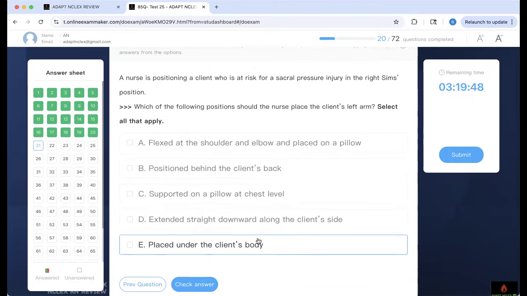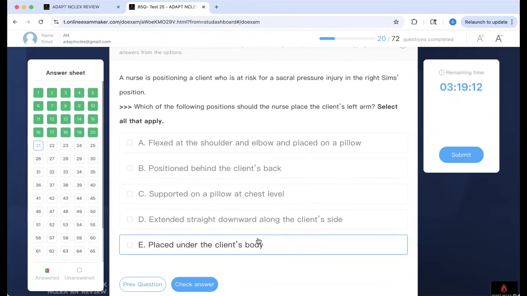And this is positioning a client who is at risk for what? Sacral decubitus in the Sims position. You have to know the Sims position. Positioning, key, safety. Which of the following positions should the nurse place the client's left arm? The patient is most likely to get sacral decubitus, so you put them in the Sims position. But what do you do with their extremities, the right arm, the left arm? Because it's very important, you got to prevent injury to that. Watch the positioning of Sims, and look at what your left hand is going to be. You can use it to answer the question.